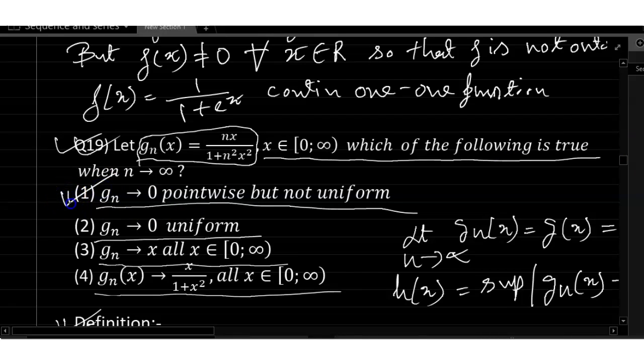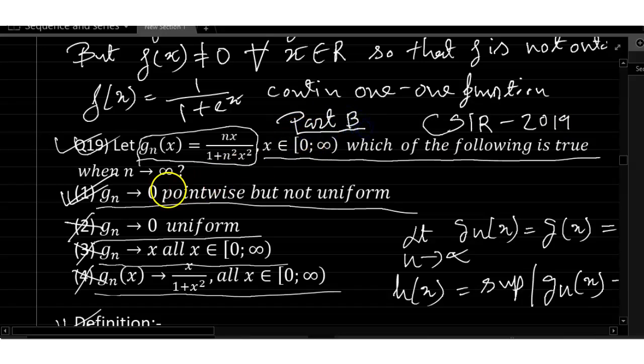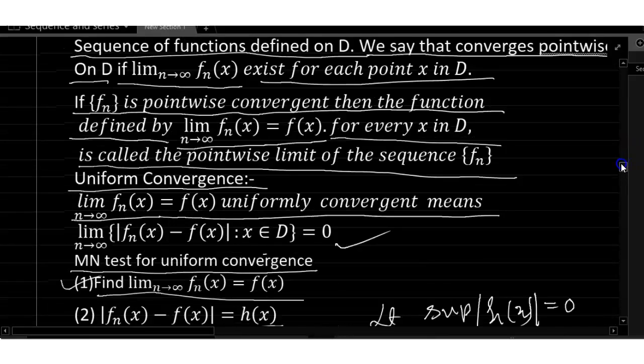So my option 1 is correct. It is pointwise but not uniform, and the others are not correct. This is from CSIR 2019, part B, so only one option is correct, and this option is correct.